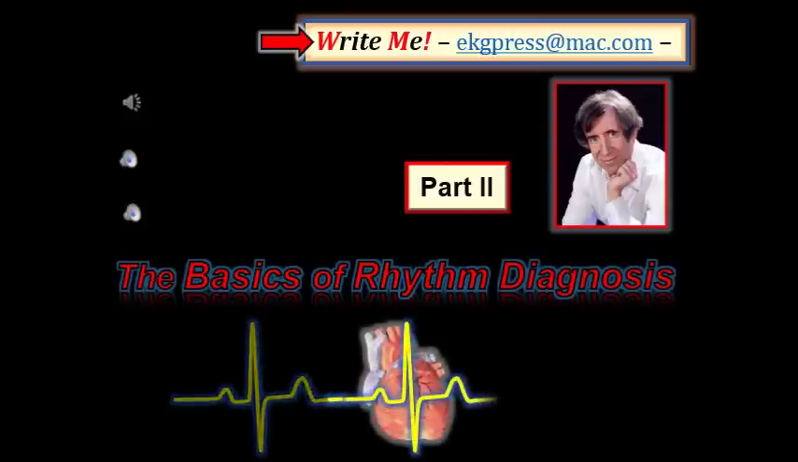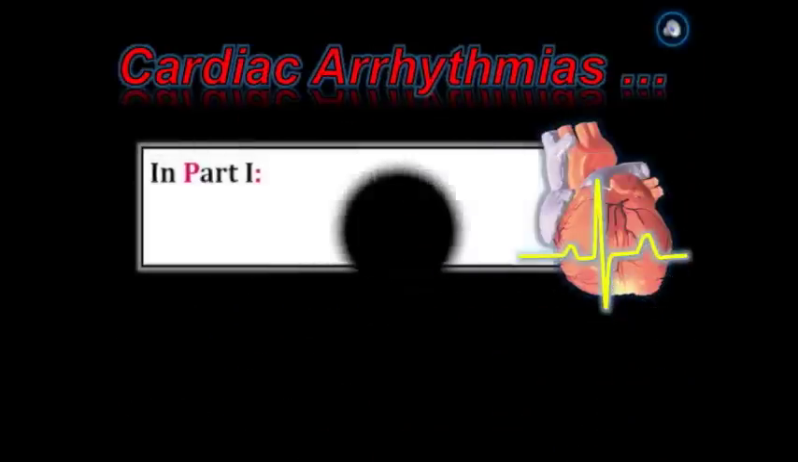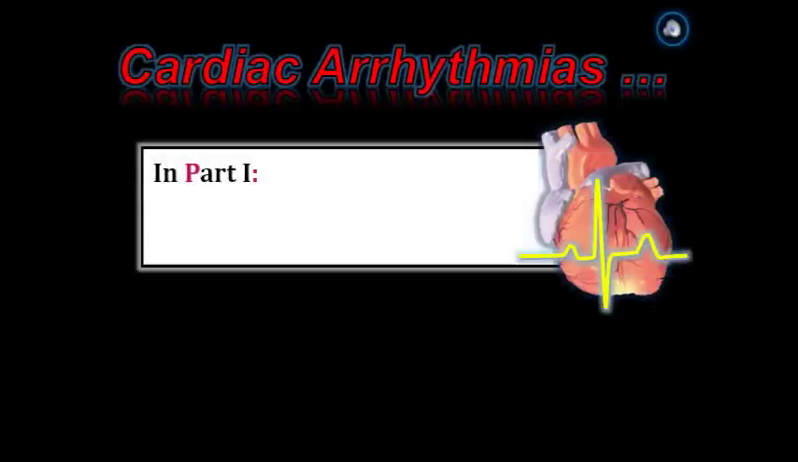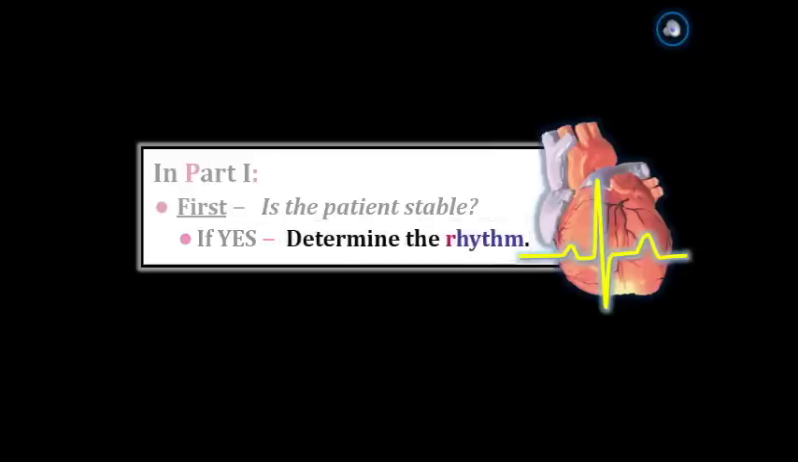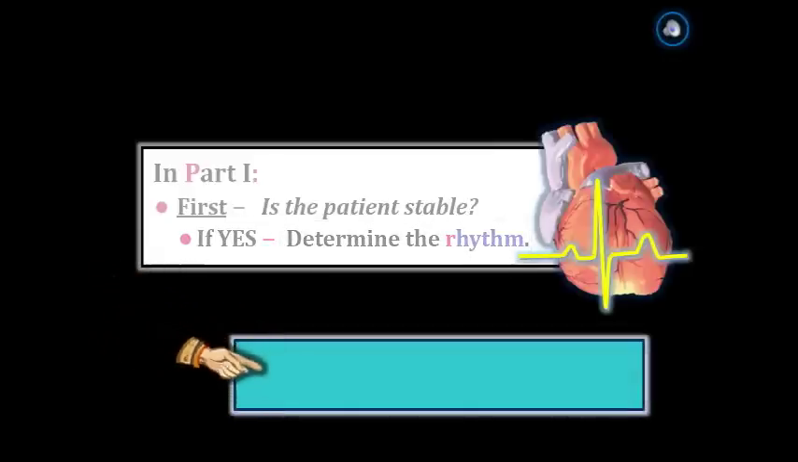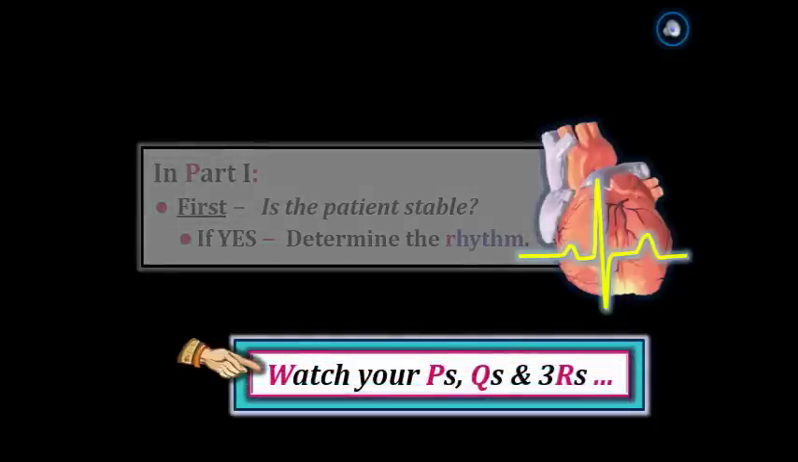On to today's topic. In part 1, we laid the foundation for our basic approach to rhythm interpretation. We began by stressing the importance of the clinical scenario. What to do at the bedside will obviously depend on whether the patient in front of you is alert and hemodynamically stable or unstable with hypotension and/or impaired consciousness. We then introduced our systematic approach for interpreting the rhythm, which is based on assessment of the 5 key parameters. These are conveniently remembered by the phrase, watch your P's, Q's, and the 3 R's.